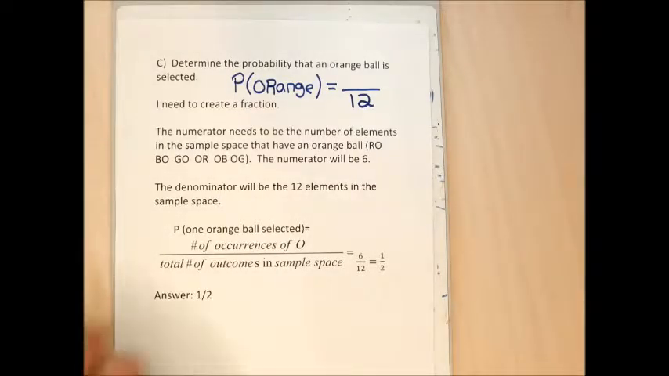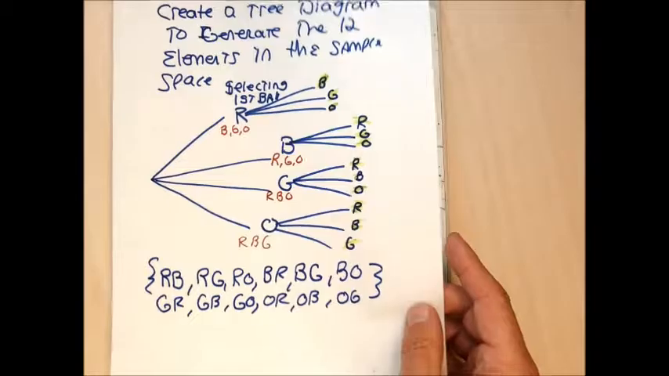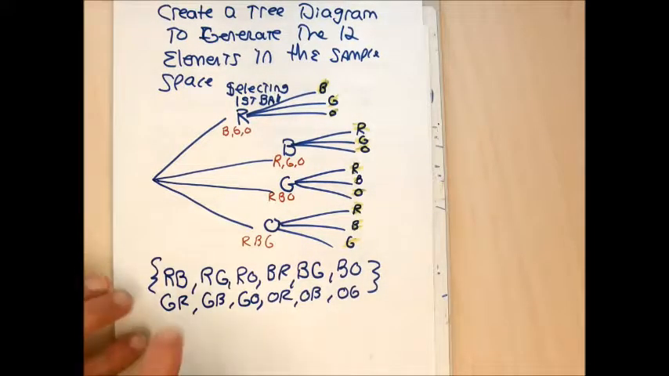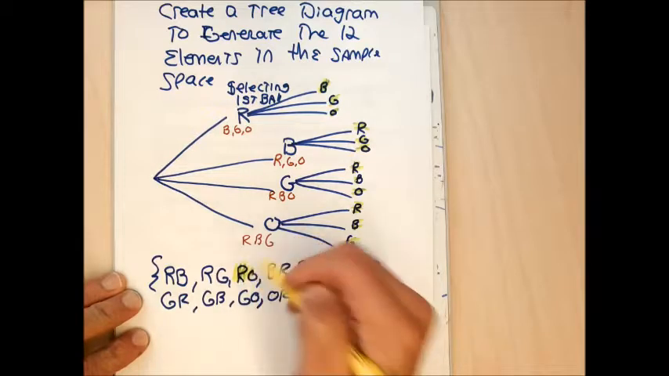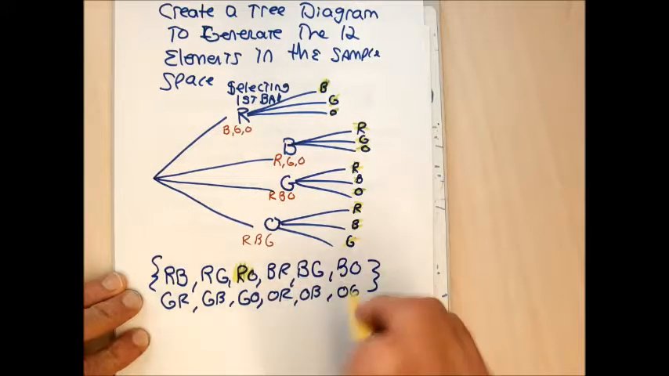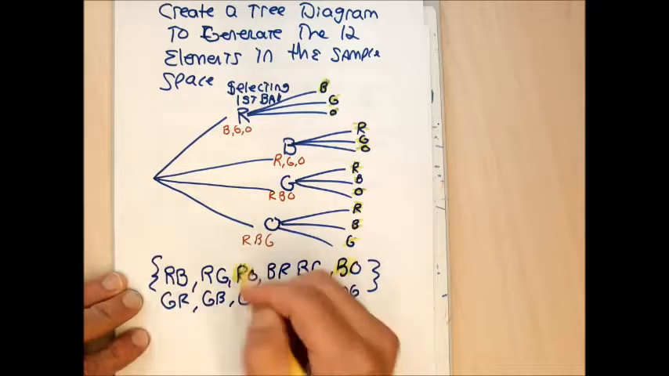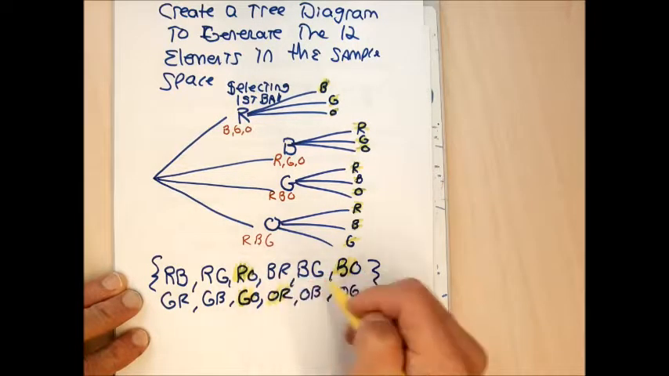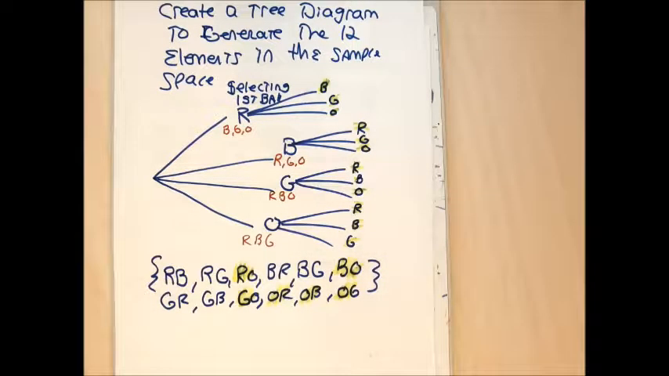The numerator, I need to look through my sample space that I created and count all the different ones that have orange balls. So there's my sample space. Let me go through the sample space. Red and blue, red and green, red and orange, that has an orange ball. Blue and red, blue and green, blue and orange, that has an orange. Green and red, green and blue, green and orange, orange and red, orange and blue, orange and green. So all the ones that I just highlighted have orange balls.